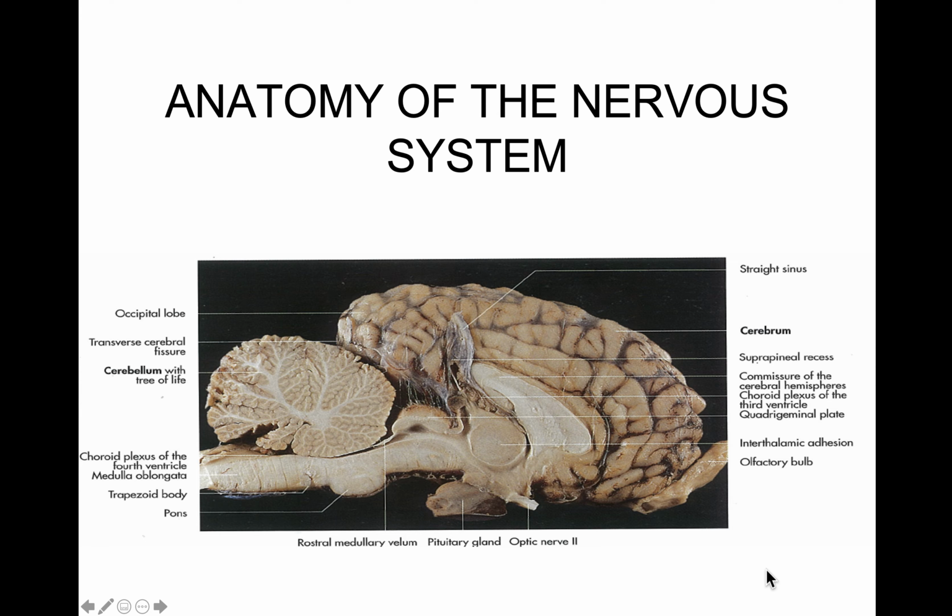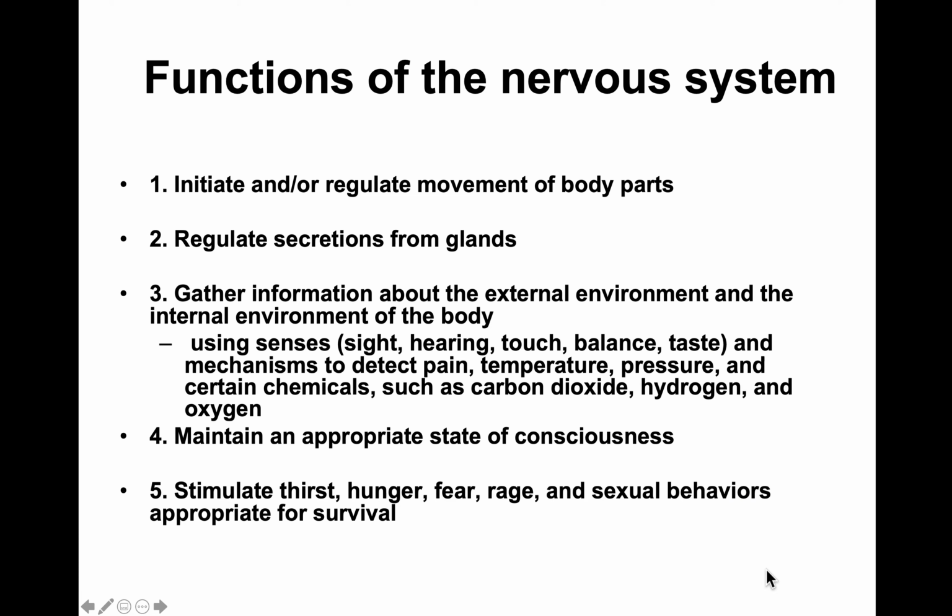In this lecture, I'm going to describe the anatomy of the nervous system. Before we talk about the anatomy of the nervous system, we need to know the function of the nervous system. One of the most important functions is to initiate and regulate the movement of the body part. The second thing, they regulate the secretion from the glands, from our sweat glands, from our endocrine glands.